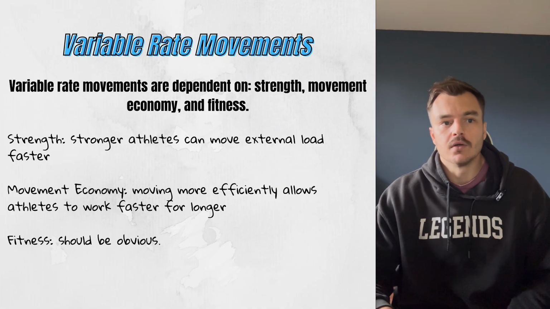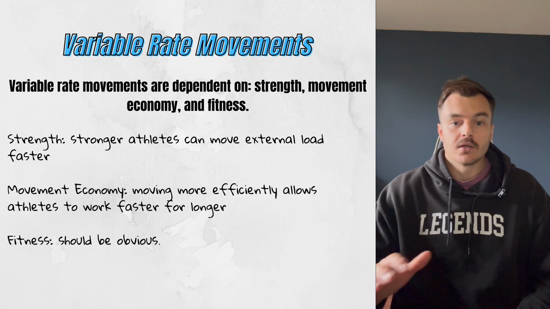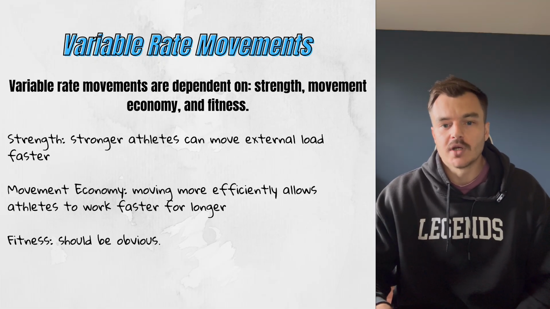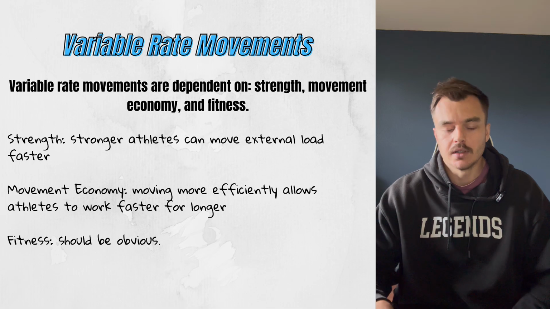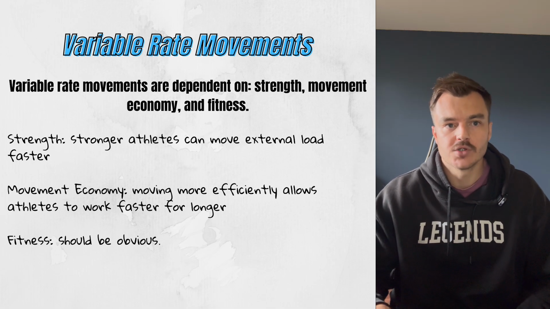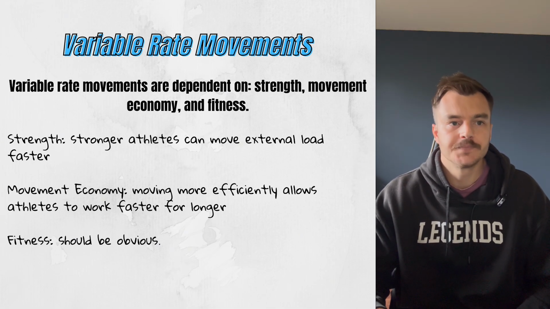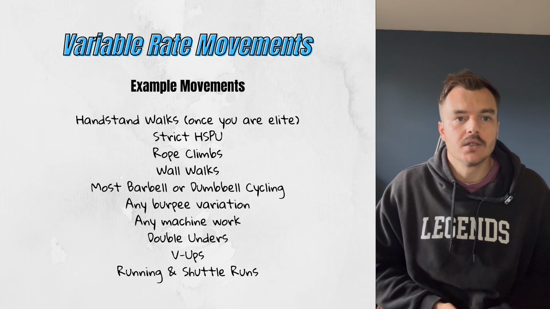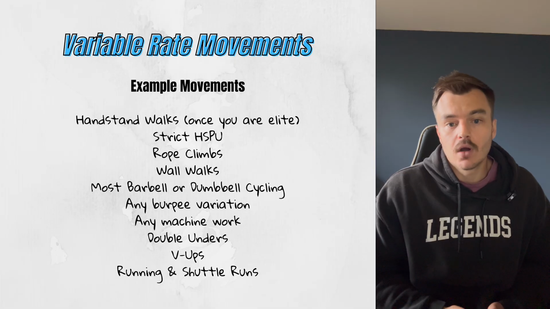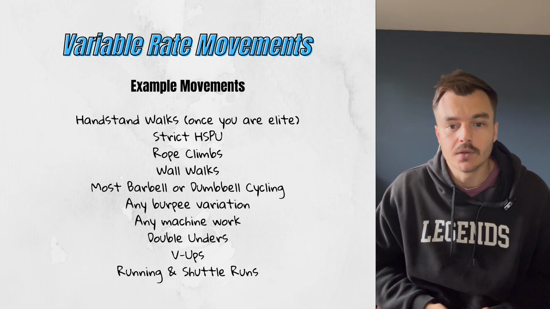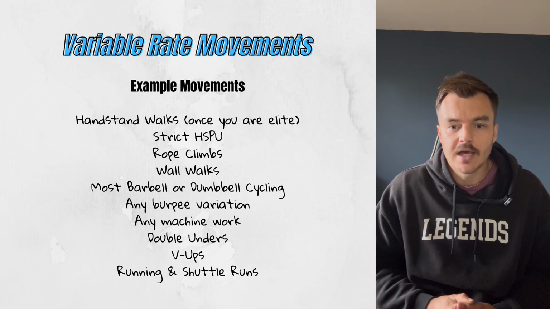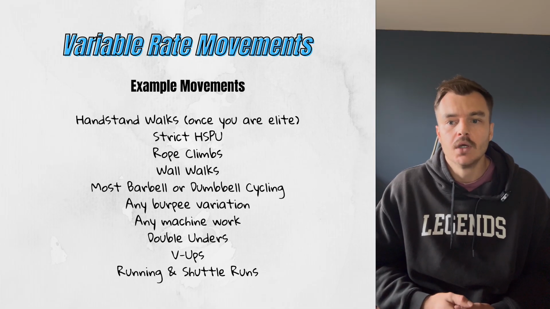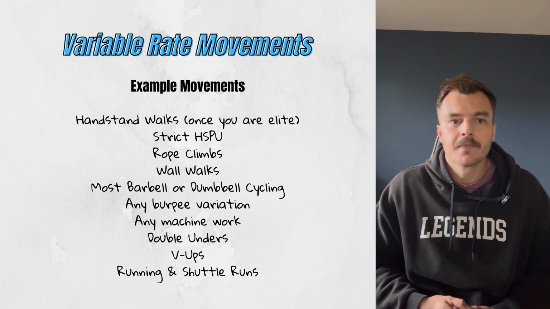One thing to note here also is that for anything like moving external load, strength is important because it helps you implement faster on the concentric portion of the lift, but we'll get into that. So some examples of variable rate movements are going to be handstand walks once you are elite, because you can, as we talked about earlier, speed them up, slow them down, and have a little bit more control over the rate at which you are completing the movement.